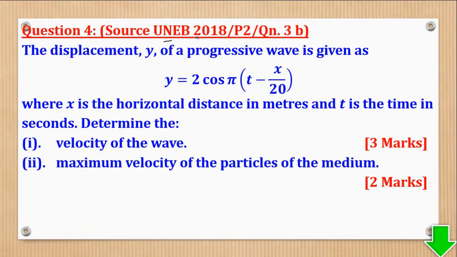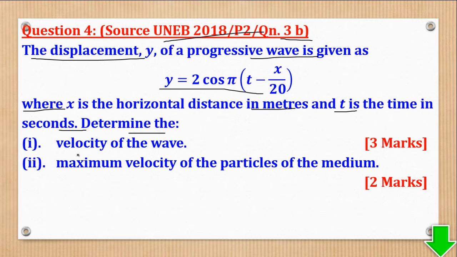Question 4 came from UACE 2018, paper 2, question 3b, and it says that displacement y of a progressive wave is given as this, where x is the horizontal distance in meters, and t is the time in seconds. Determine, Roman 1, the velocity of the wave, and Roman 2, the maximum velocity of the particles of the medium.